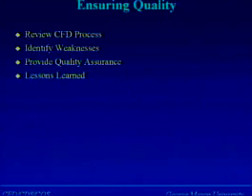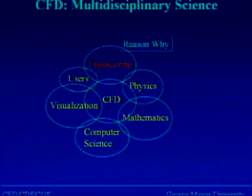So now, how do we ensure quality? If we want to answer that question, let's review again the CFD process, try to identify the weaknesses, and then try to see what we can do. So if we look at CFD as a process, it's really a chain. And a chain is only as strong as its weakest members. So let's look at the parts of the chain.